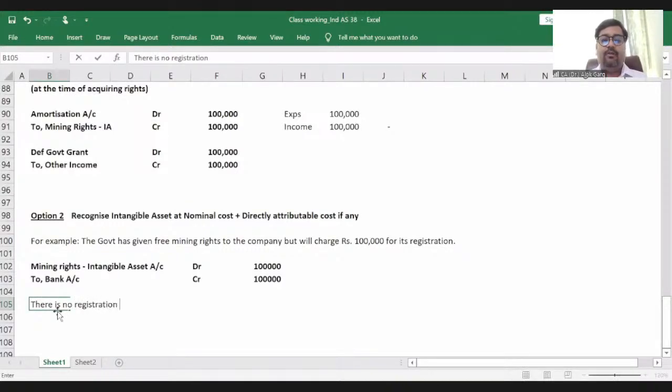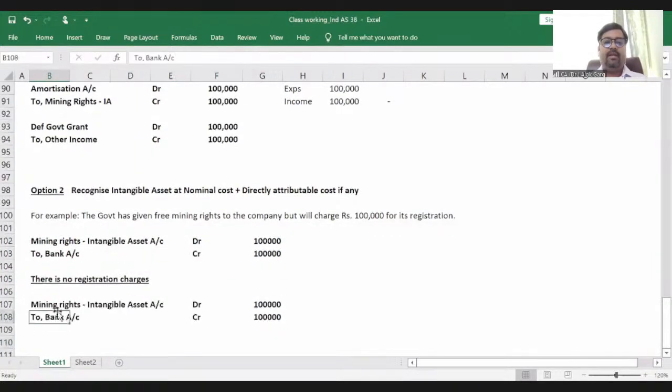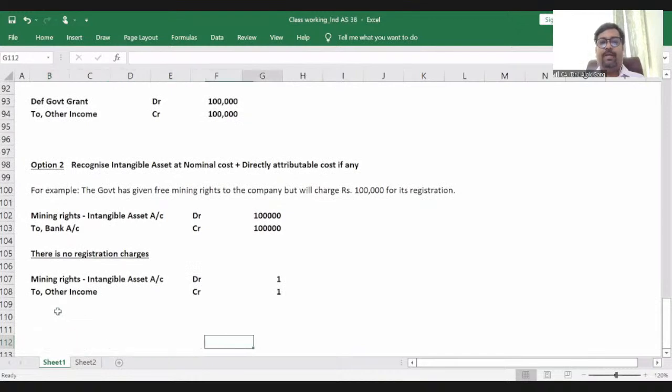At what value will the intangible asset be recognized? In this case, the intangible asset will be recognized at 1 rupee, and the credit will not be the bank account because nothing has been paid. The credit will be other income. Okay, 1 rupee. I hope it is clear to all of you now. Sairam, Tanushree, Jay, Vidula, I appreciate it if you will respond that yes, it is clear.